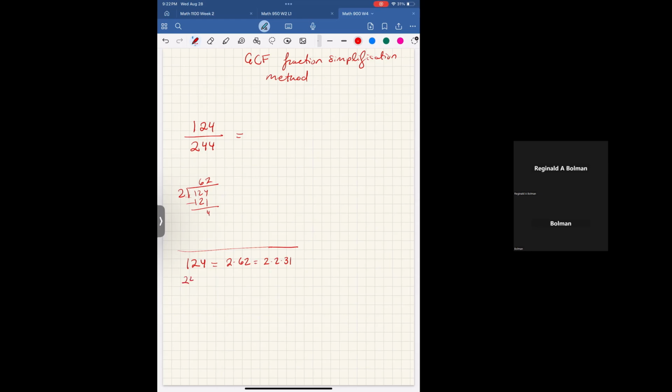Now for 244, by contrast, let's go ahead and find its prime factors. 2 goes into 24 12 times. 12 times 2 gives you 24. Subtract, you get 0. Drop your 4 down. 2 goes into 4 2 times, so you get 2 and 122.